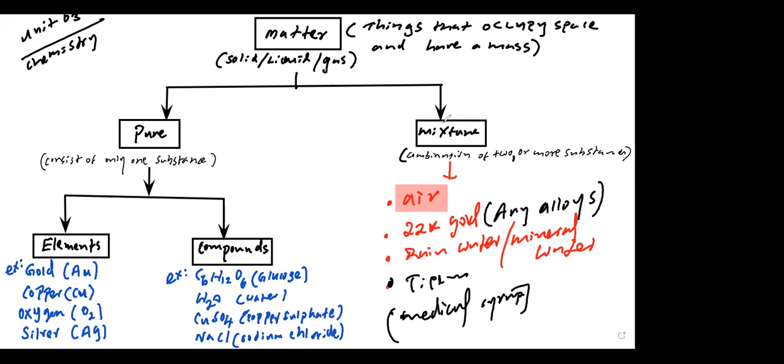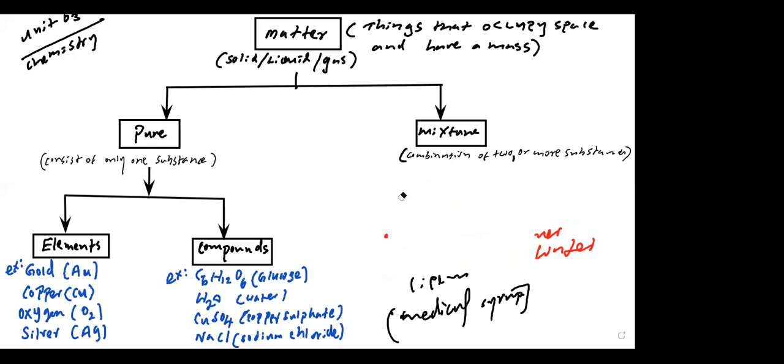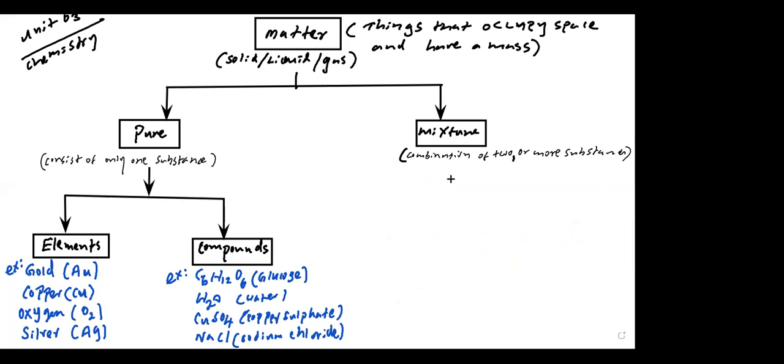So that means the composition is not the same throughout, and mixtures we can divide into two groups. Okay, I'll write here. Now you can complete the rest here. Mixtures can be divided into two main groups. What are the two main groups of mixtures? Right now, mixtures, there are two types: homogeneous and heterogeneous.